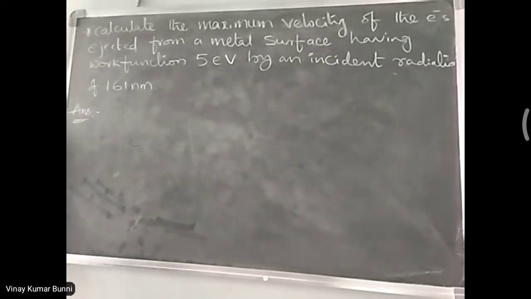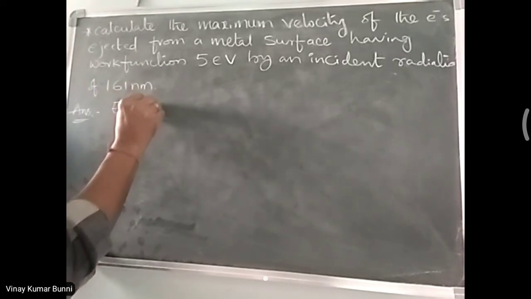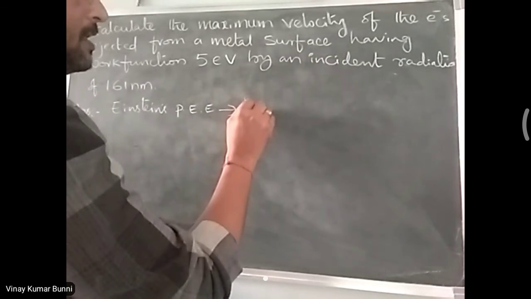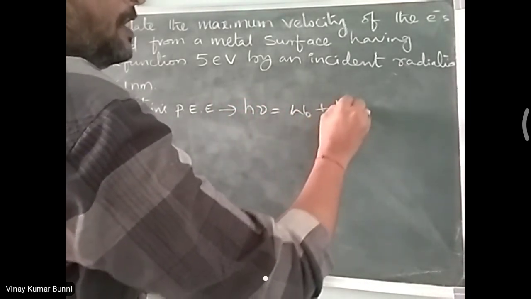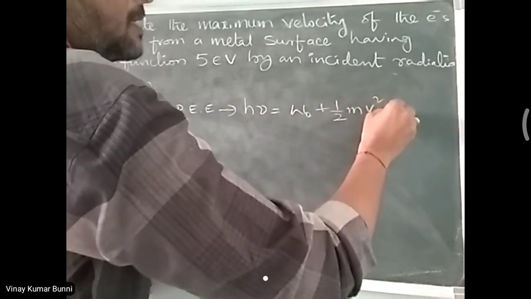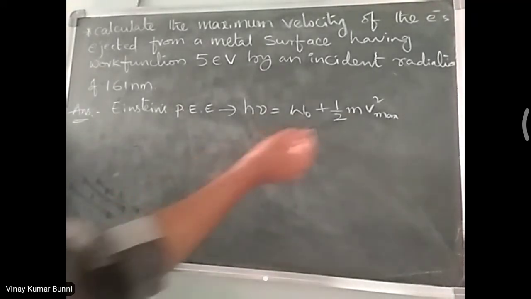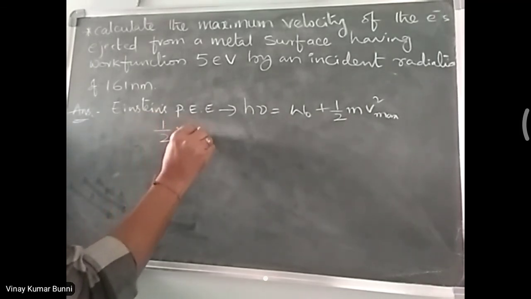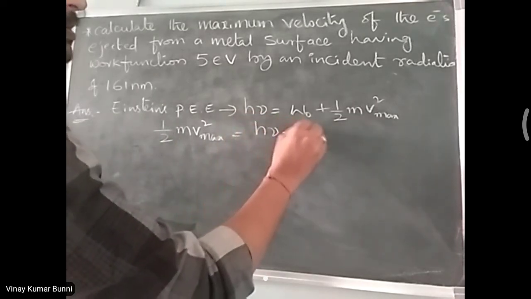Now write the Einstein's photoelectric equation. What is that? h nu equal to W naught plus half mv square. So it is max. Write it as max. Now write this value of half m v max square equal to h nu minus w naught.